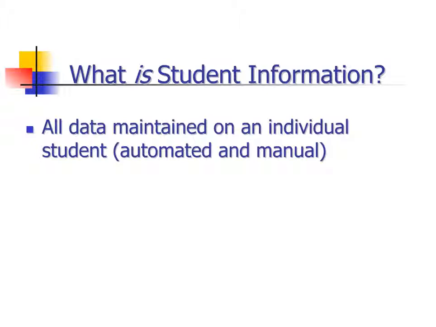What is student information? All data maintained on an individual student, whether automated or manual, constitutes the student's official student record. The content of the student record is limited to that information necessary to assist the student in educational, personal, and social development, and in career and technical development and placement.